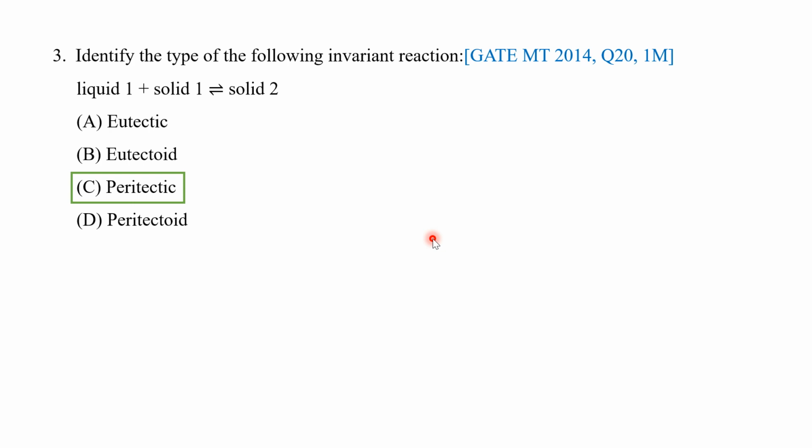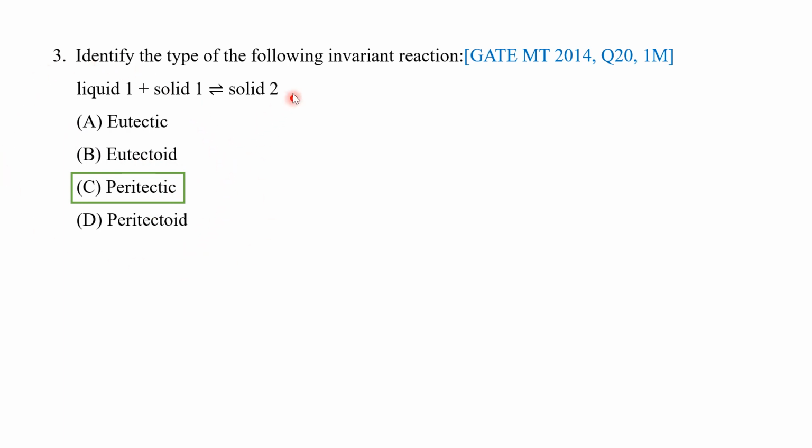Among all these four options you have, metatectic and monotectic are not that important compared to the four we have given in the options, that is eutectic, eutectoid, peritectic and peritectoid. I would suggest that people be comfortable with answering questions related to at least these four. There are other invariant reactions like monotectic, metatectic, syntectic and so on, but those are less asked compared to the eutectic, eutectoid, peritectic and peritectoid reactions.